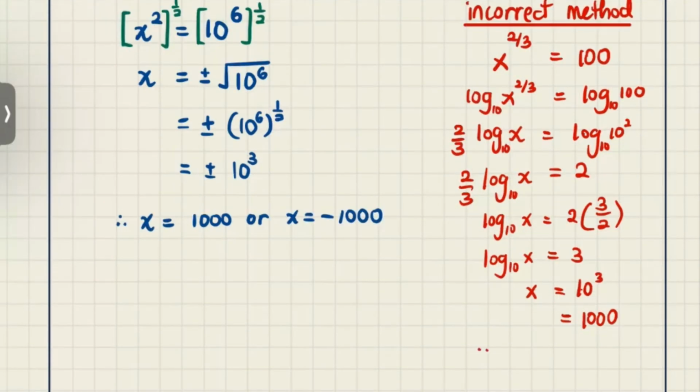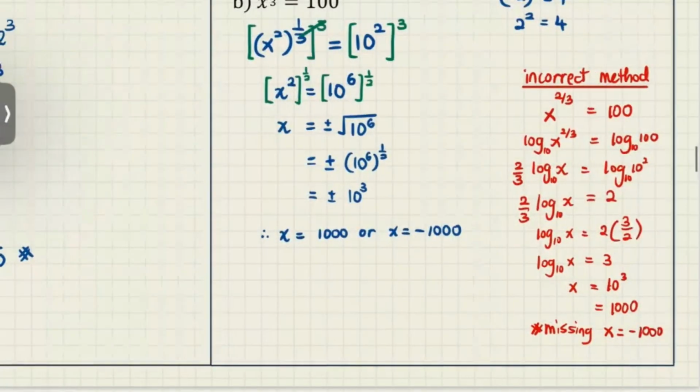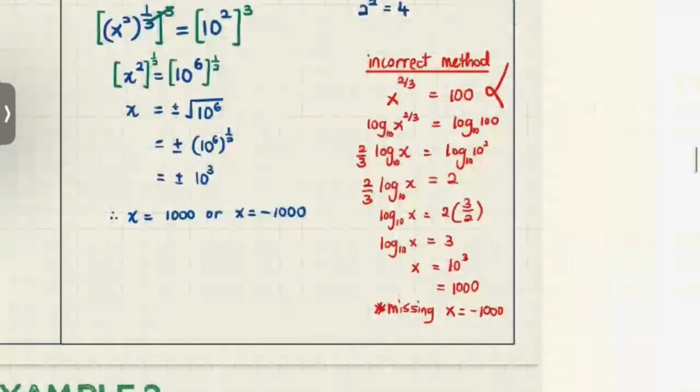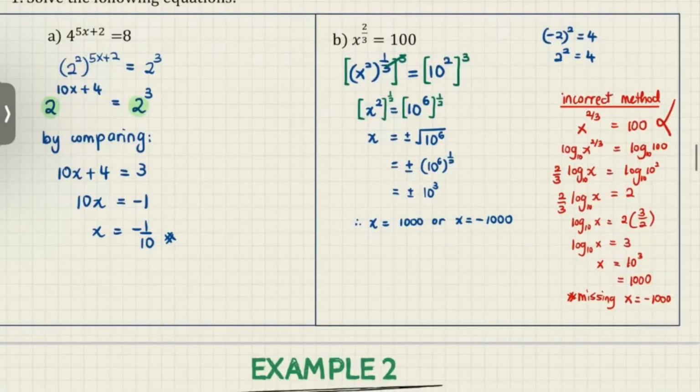Kenapa salah? Sebabnya it's missing x equals to negative 1000. So sebab kita tahu final answer kat sini kan, dia ada plus minus. So kalau gunakan log on both sides, kamu akan dapat satu jawapan saja yang positif. Kat situ pun akan jadi salah lah. So cara ini kita jangan guna ya. Okay, kat sini kena hati-hati.